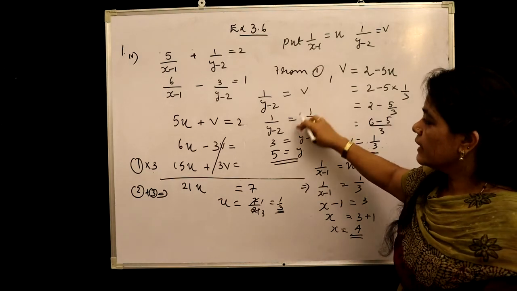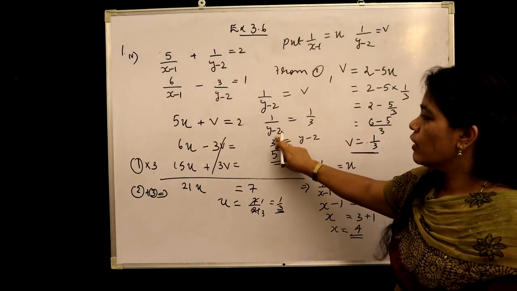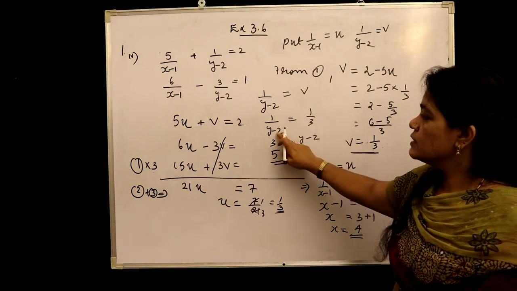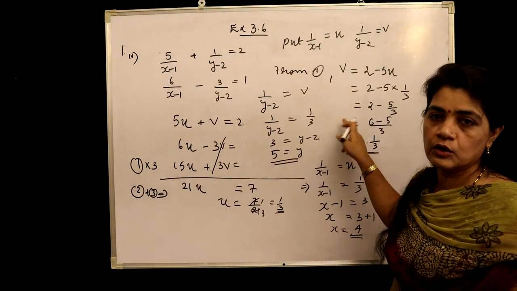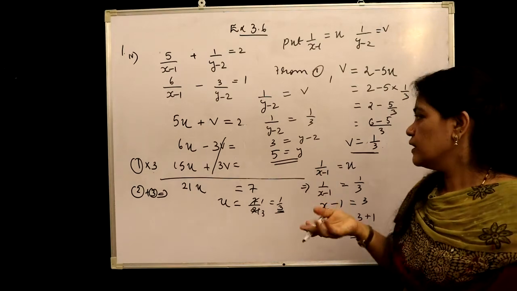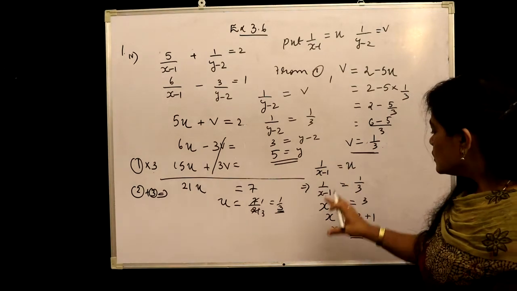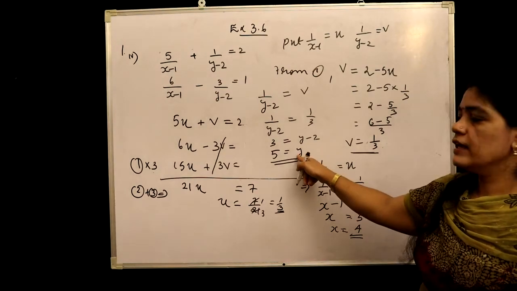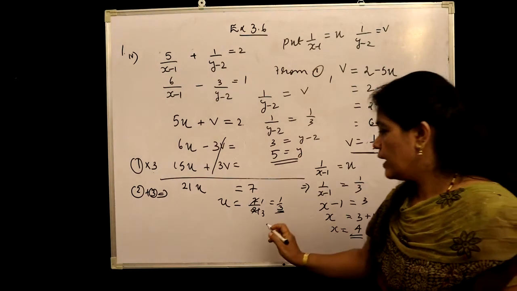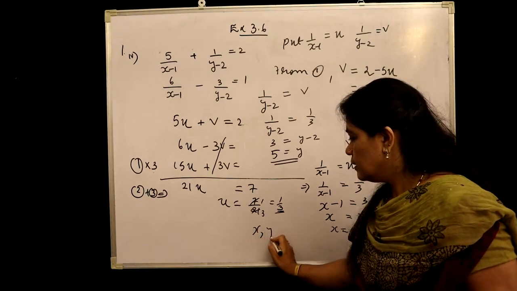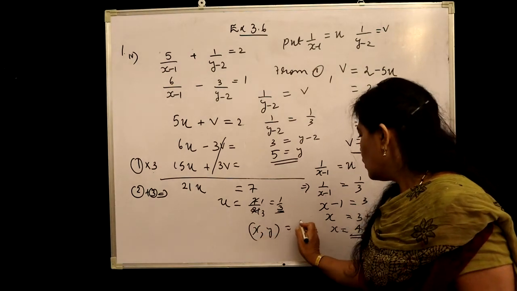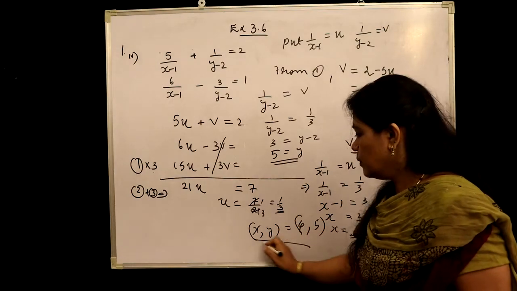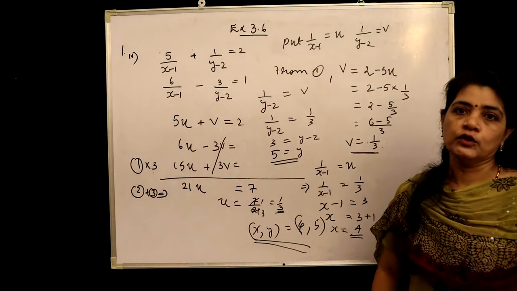Or you can directly take the reciprocal. So y minus 2 is equal to the reciprocal of 1 by 3, which is 3. So y is equal to 3, minus 2 going to the RHS, so 3 plus 2, 5. In both cases you can apply this. So now we have the value of x as 4 and the value of y as 5. So x comma y is equal to 4 and 5. This is all about the fourth question.